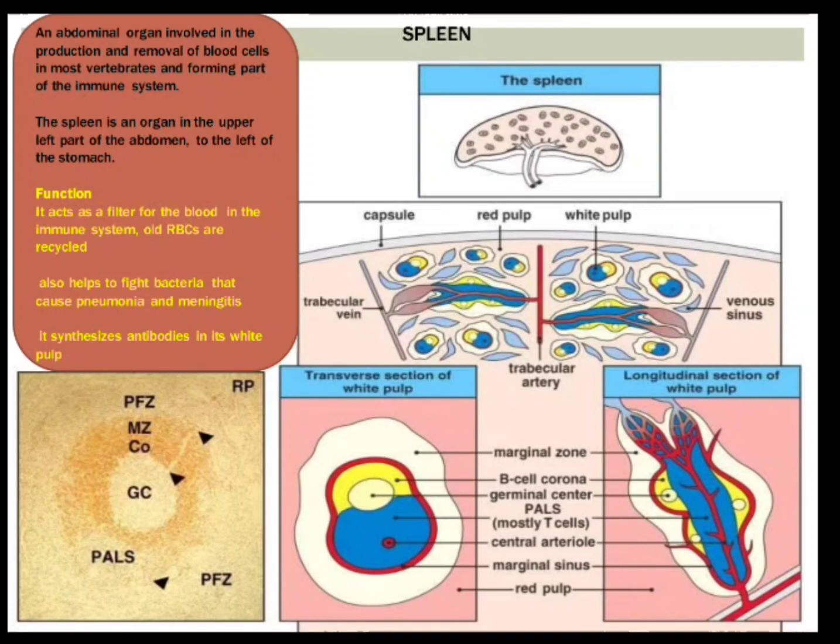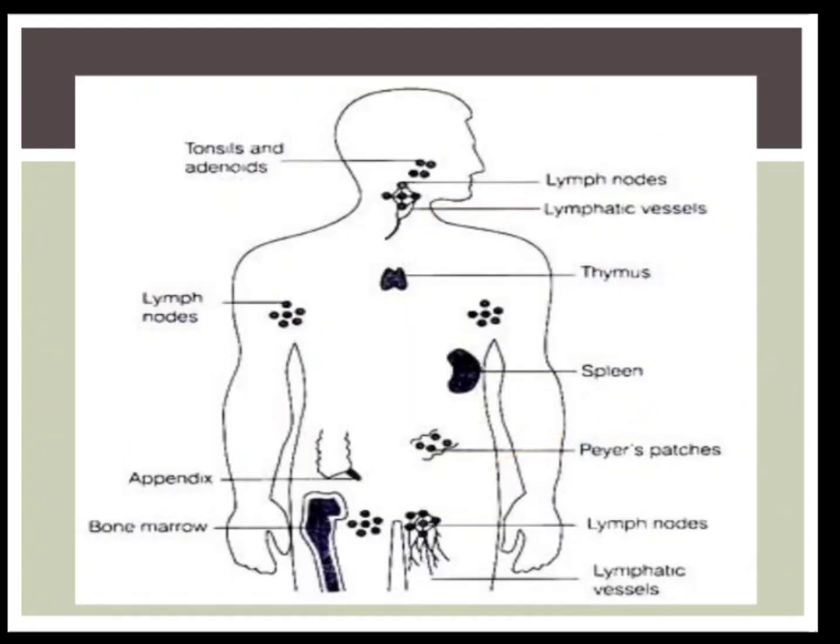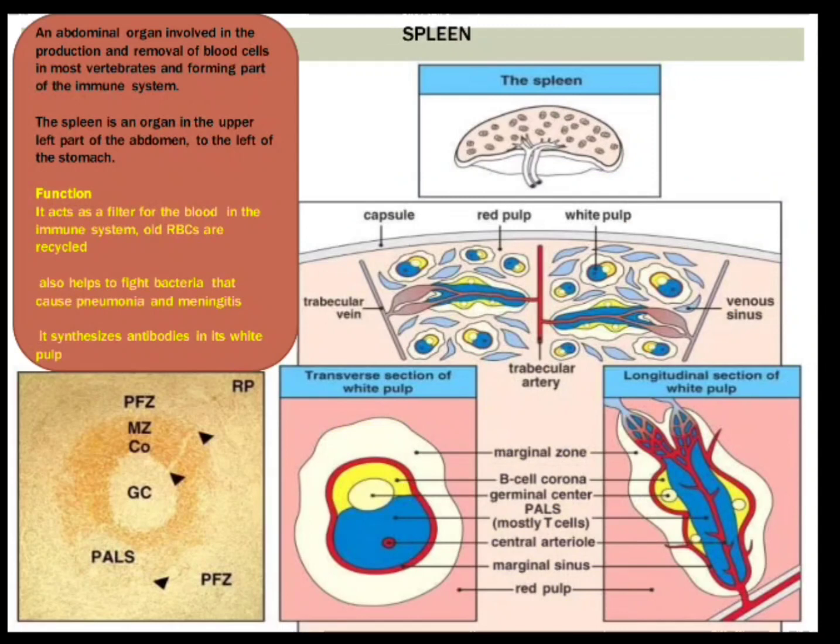Particularly this spleen, it is placed to the left of the stomach. It is present on the upper side of the abdomen. I will show you the structure where exactly the spleen is present. Now if you see, this is the place where the spleen is present. Just like your other lymphoid organs, the spleen also has an outermost capsule.